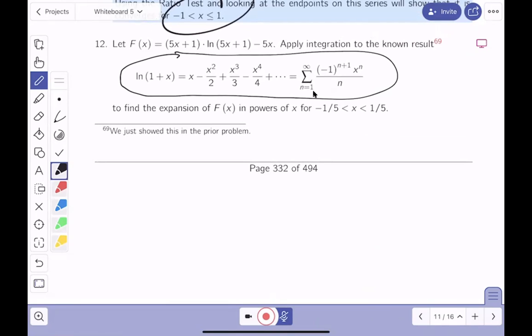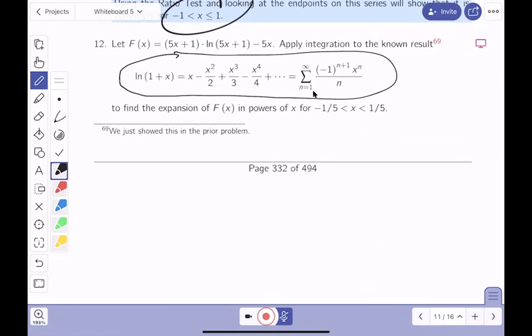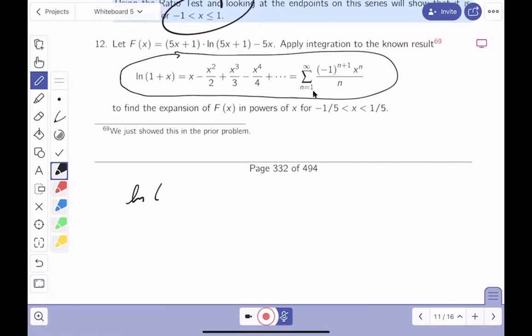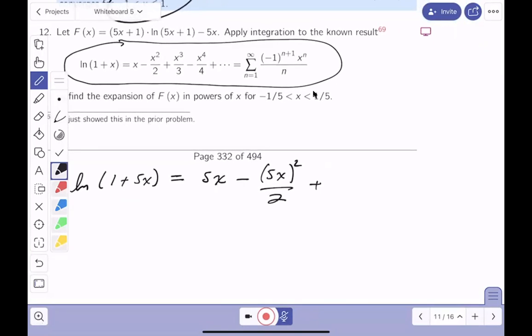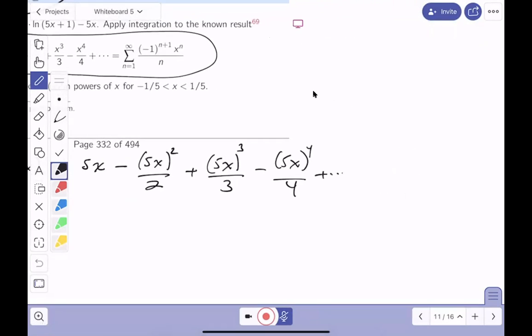And I'm kind of looking at it, and I think I'm going to rewrite it a little bit. And so I'm going to write it down as ln(1 plus 5x). I'm just making a substitution, by the way. What would you get over here? And again, maybe this is going to be too difficult. Maybe I shouldn't be doing this. And what do you get over there? Well, 5x squared over 2. I'm just simply copying. 5x cubed over 3 minus 5x to the 4 over 4 plus yada, yada, yada.